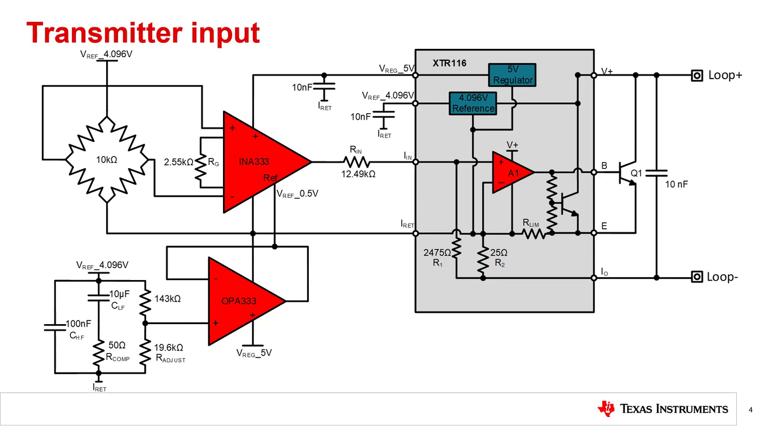In this case, an INA333 with a reference of 500 millivolts, created from the XTR116's precision reference, is used to amplify the differential voltage across the bridge. A resistor at the output of the INA333 translates this voltage into a current. The transmitter input signal can also be supplied directly from a current output DAC or a voltage output DAC with a resistor at the output.